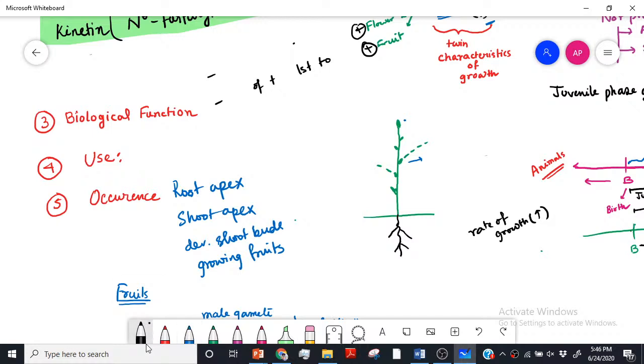Now put a big cross on shoot apex. We are coming to the discussion of this, but just remember that cytokinin is present in root apex, in developing shoot buds and growing fruits, but not at all in shoot apex. Right? Now let's come to the biological discussion. Why does this happen? What are the developing shoot buds? Whatever comes out from these nodal regions, these are known as developing shoot buds. Okay, are you with me?